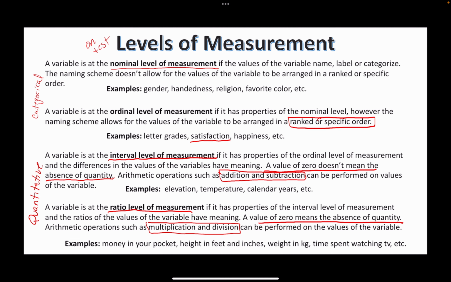Time spent watching TV. If I spend 0 time watching TV, then I didn't watch TV. It means absence of value. I can watch TV 3 times as much as you, or half of you. So think about that. Think about the 0. 0 means absence of quantity. 0 means there's nothing there. And multiplication and division make sense.